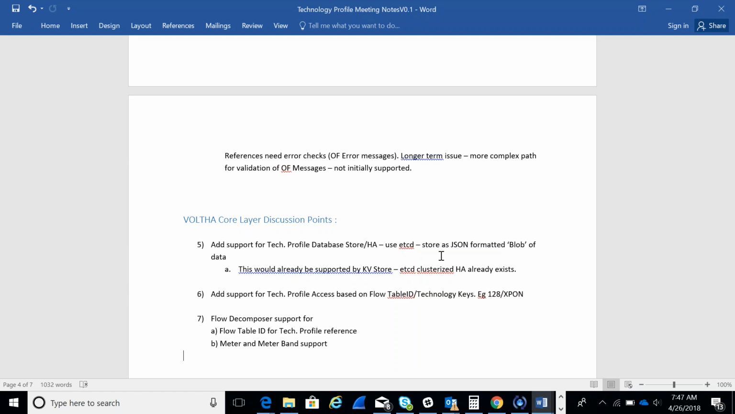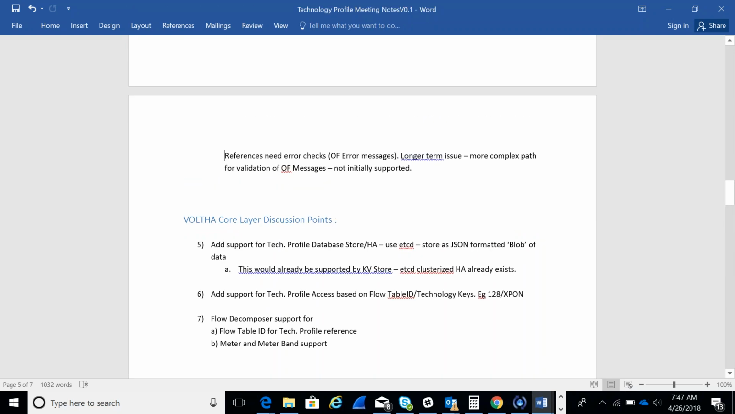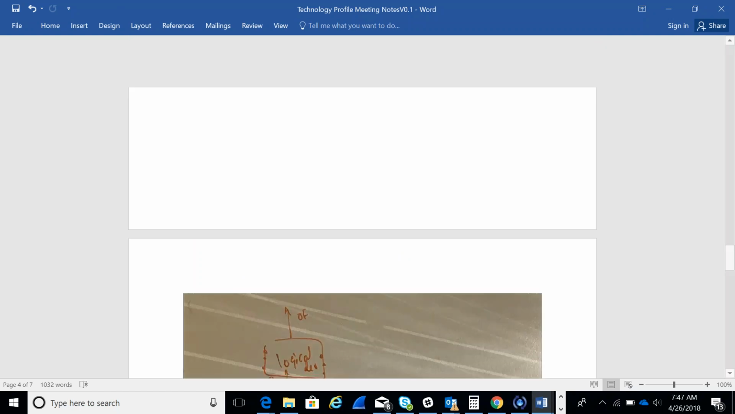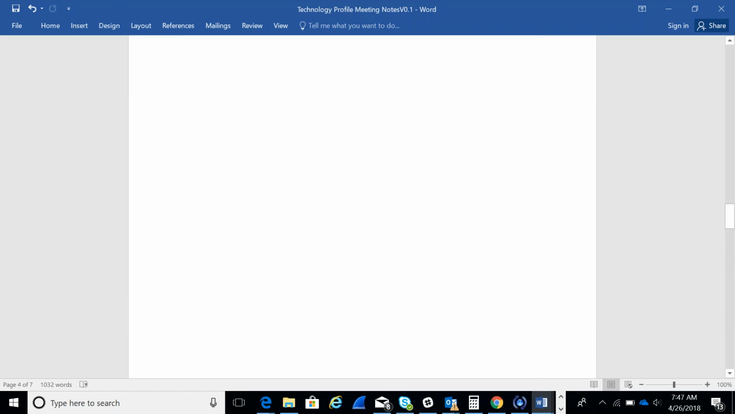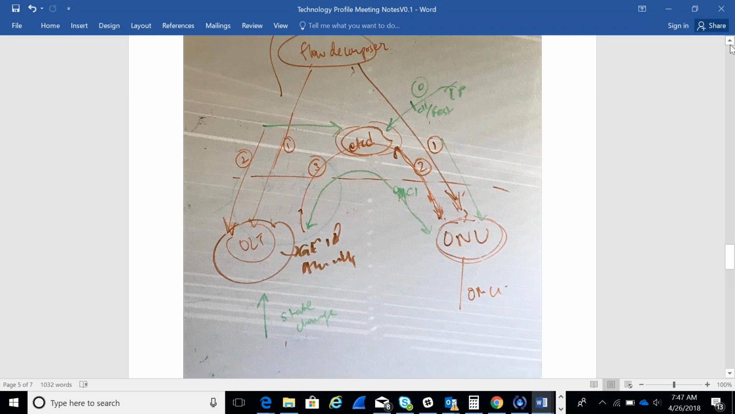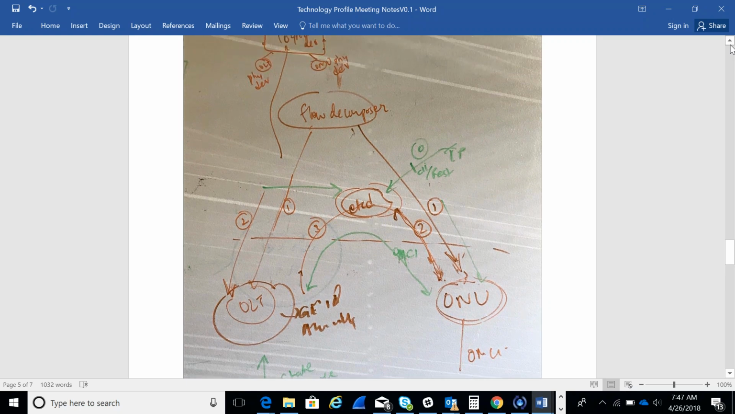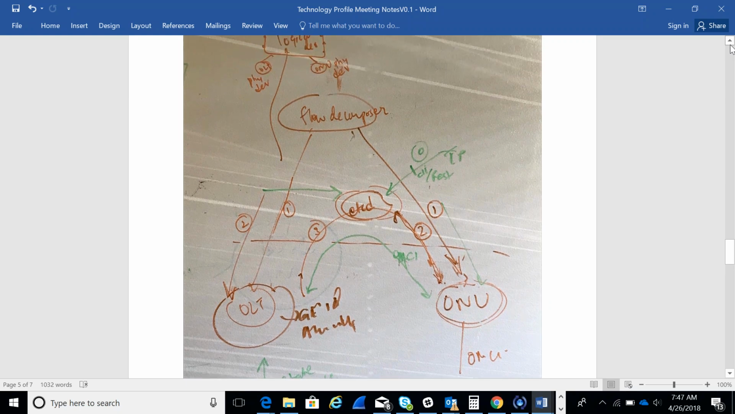We talked about flow decomposer support for the flow table IDs. Again, there was a bit of discussion around the architecture for how the OpenFlow messages are pushed down. We talked about potentially not needing the flow decomposer. Sorry, it's not fitting very well on the screen here. But in the end, we came around to saying, okay, let's just keep the existing architecture as it is and have the flow decomposer essentially push down the flow messages to both the OLT and the ONU.